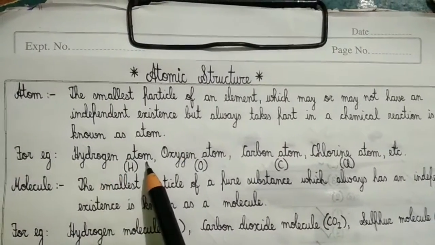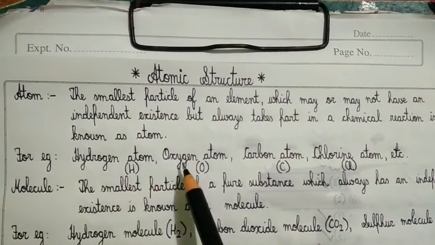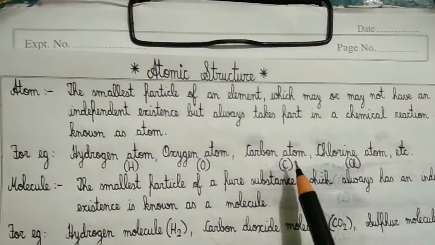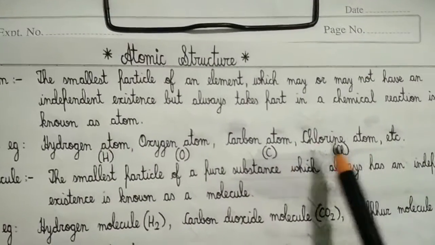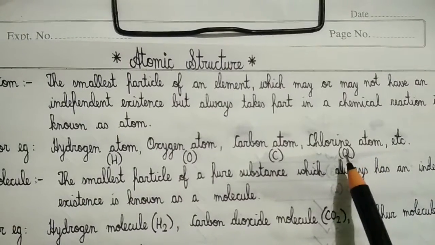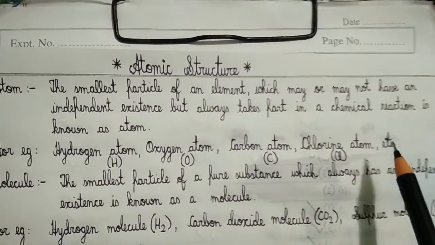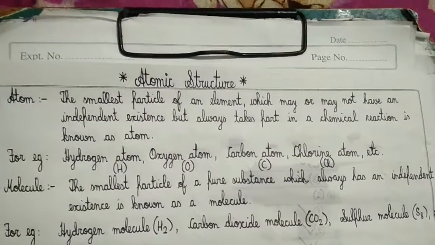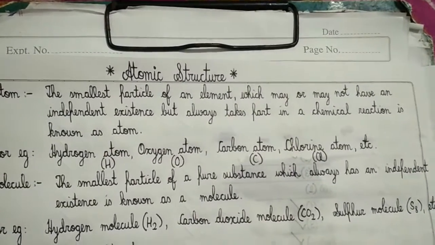For example, we have the hydrogen atom denoted by the symbol H. We have the oxygen atom denoted by the symbol O. We have the carbon atom, denoted by the symbol C. We have the chlorine atom, denoted by the symbol Cl, and many more. Let's take a few more examples. Let's say we have an atom of potassium that is denoted by the symbol K.